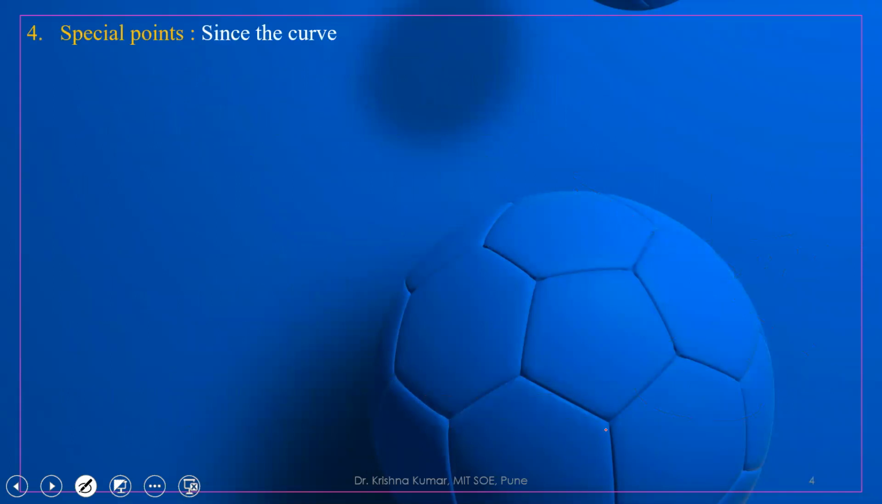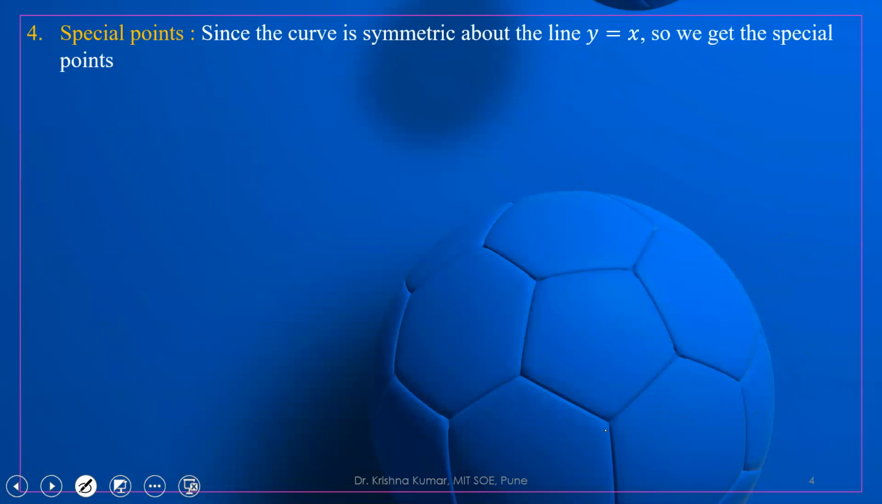Next, special points. We have already told you that when the given curve is symmetric about the line y equal to x or the line y equal to minus x, then we get the special points. Since the curve is symmetric about the line y equal to x, we get the special points.